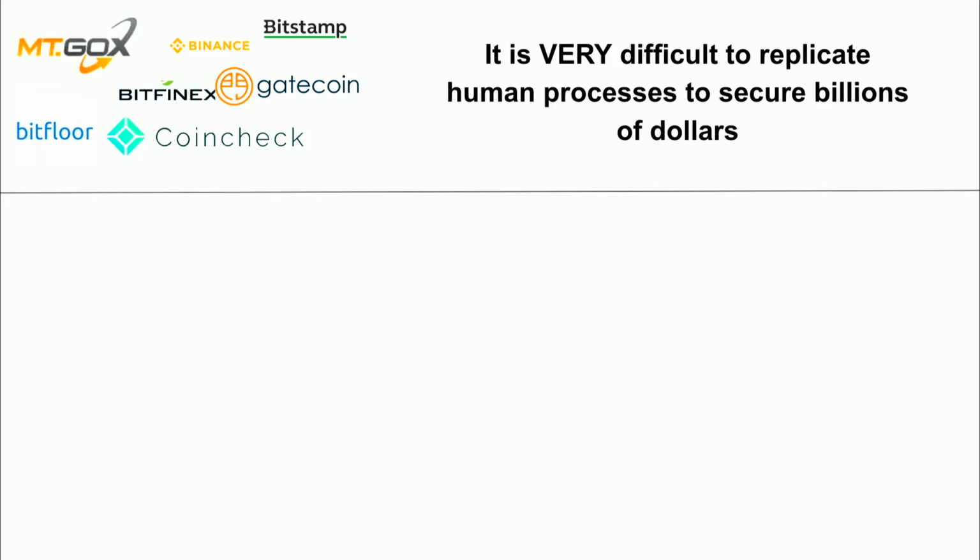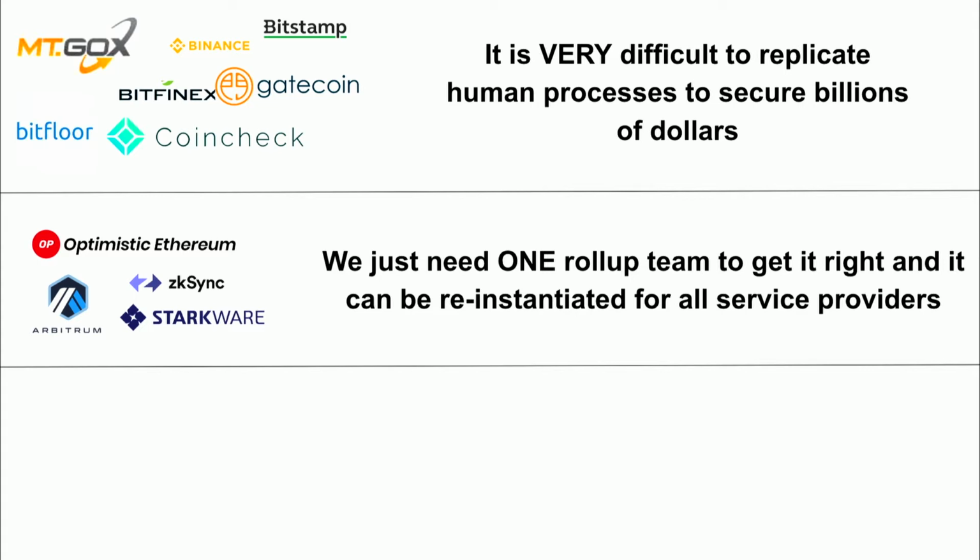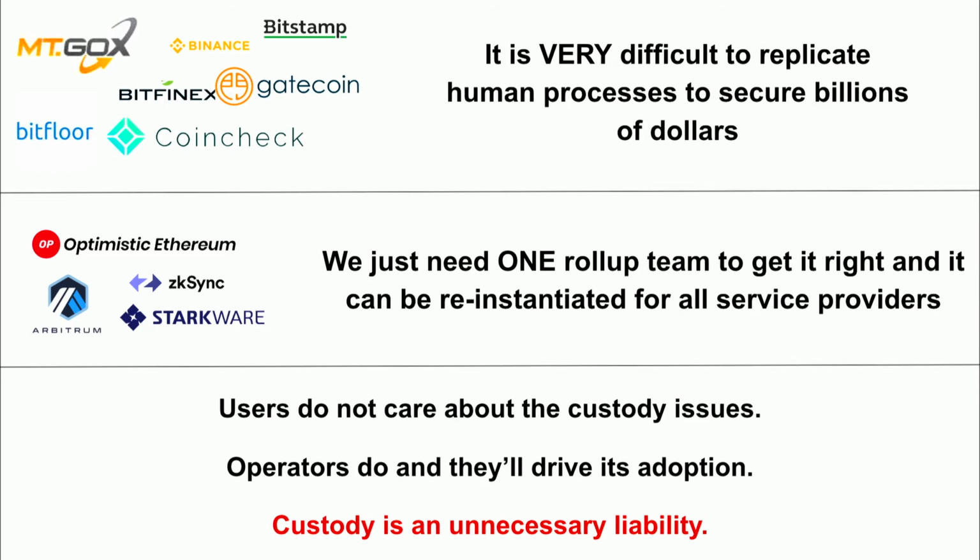So if one rollup team can get it right, if they can build a validating bridge that actually works, then what's really exciting is that any operator could take that code, a bit like Linux, reinstantiate it, and offer your service out to your users without taking custody of the funds. I don't think users care about this at all. Users just want to play with their Mooncats. Operators care. Operators can offer the same service as Coinbase without having to protect $100 billion. And that's why I think this will take off. So thank you very much, guys.